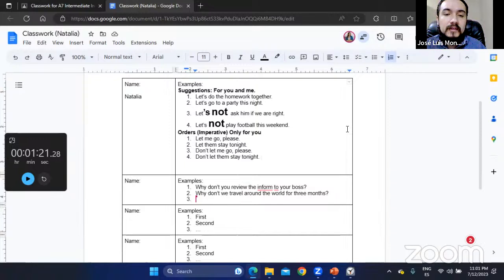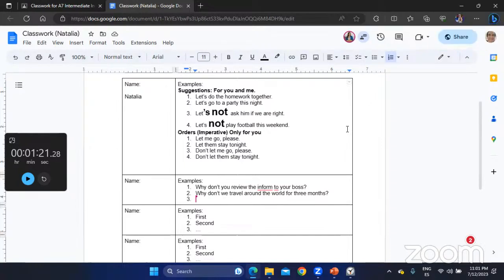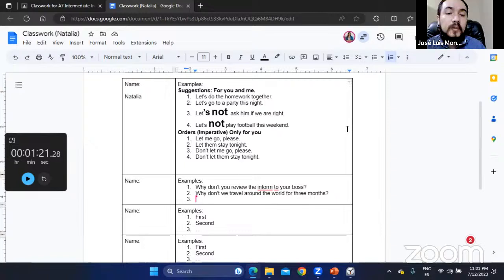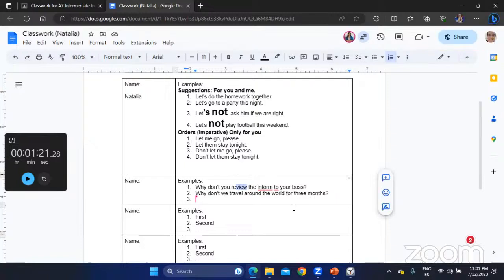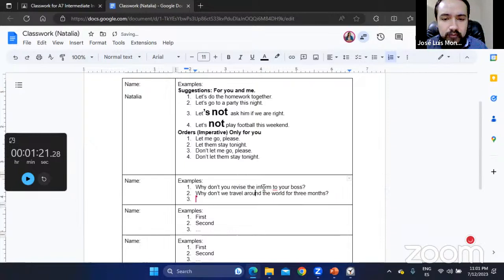You can review, for example, the lesson, right? We can learn about the simple present and we can review the simple present once again to be sure that we understand the simple present, right? But here, I don't know if you're going to review the inform, perhaps you're going to revise it, okay? So you can say revise. Okay, why don't you revise the inform?